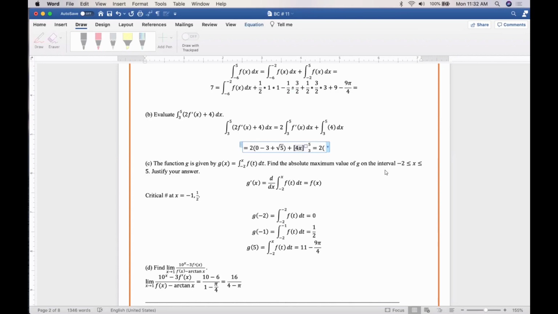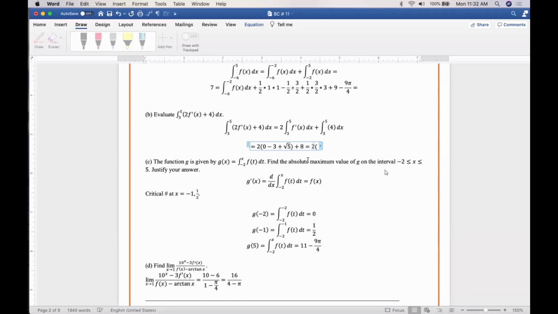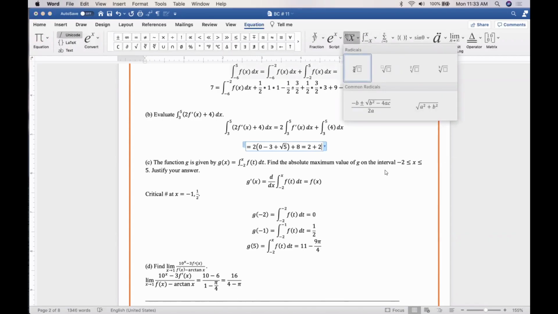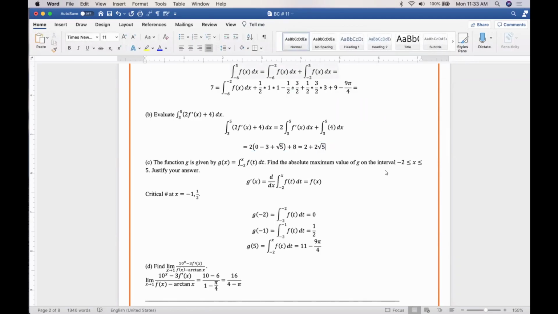And here, when you put a 5, you get 20. And when you put a 3 for x, you get what? 12? So 20 minus 12 is 8. The answer is 8. So what's the answer at the end? The answer at the end is negative 6 plus 8. That is 2 plus 2 root 5. Does it make sense? You just have to break it down and find the answer for each part of it.